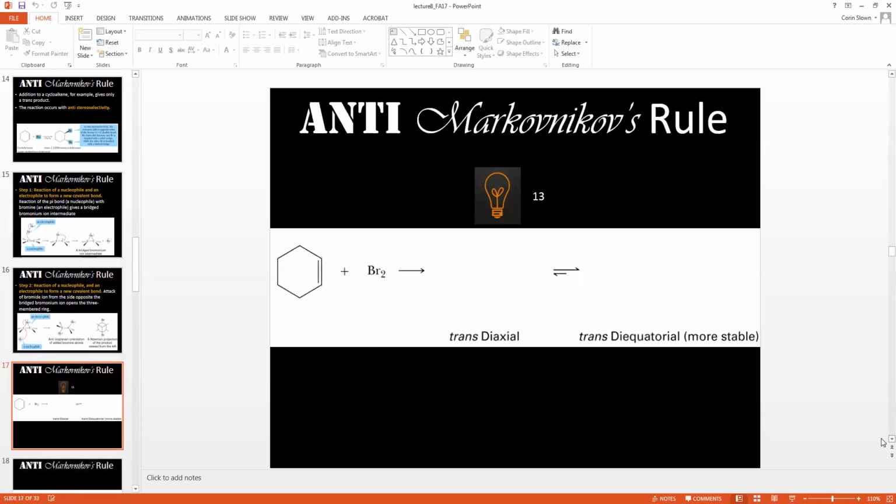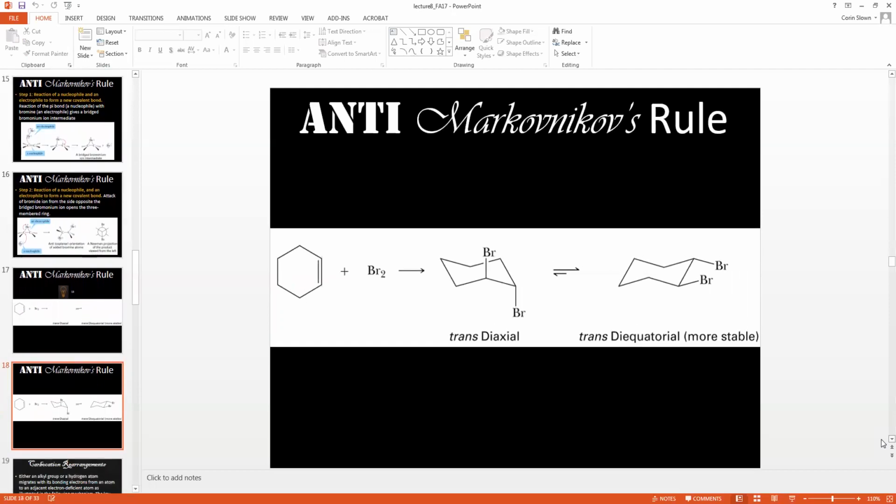So go ahead and take a moment and practice drawing your reaction mechanism for the anti-Markovnikov rule. Remember, it should have trans as the product. And you can think about drawing the trans diaxial in the chair form. And then you can think about drawing the trans diequatorial, which is the more stable of the two. So those are your two possible products.